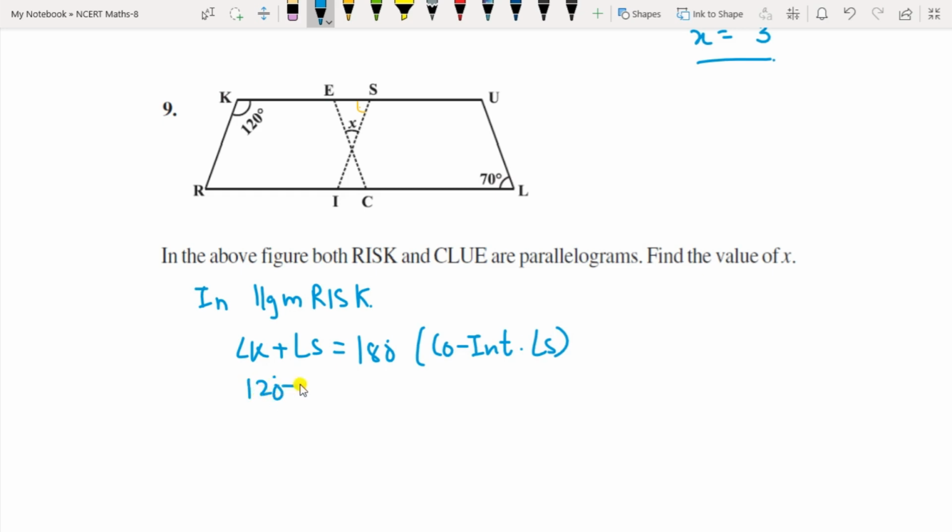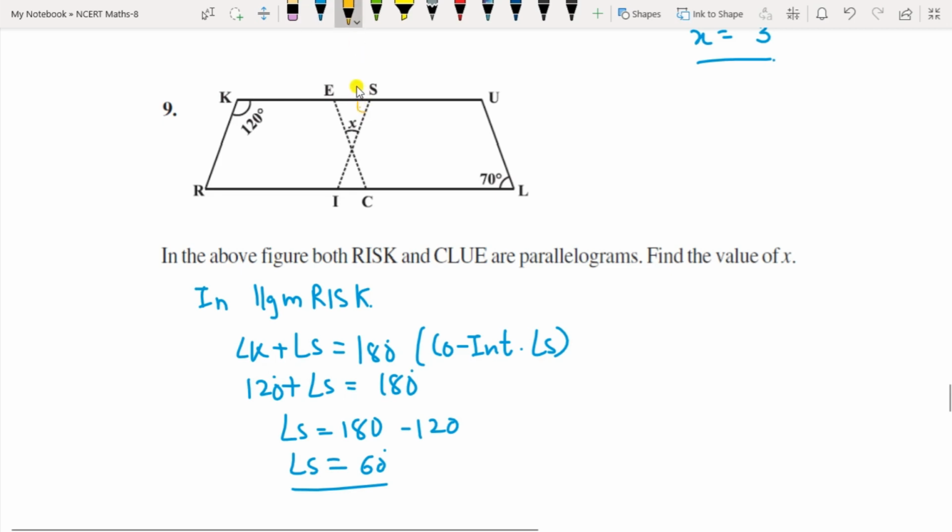So K is 120 plus you want to find S equal to 180. So angle S equal to 180 minus 120, that gives you 60 degrees. So this angle becomes 60 degrees. Similarly, now you can find E here. In parallelogram CLUE, you can see 70 and this is 70. These are opposite angles of parallelogram. So this becomes here 70.